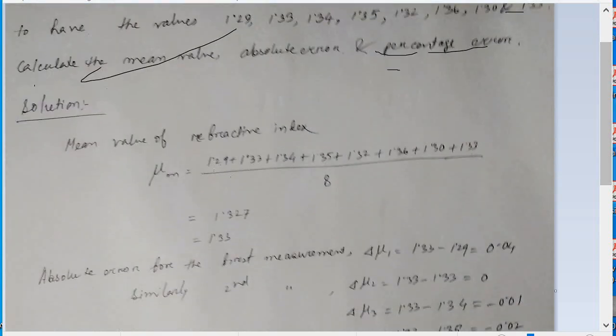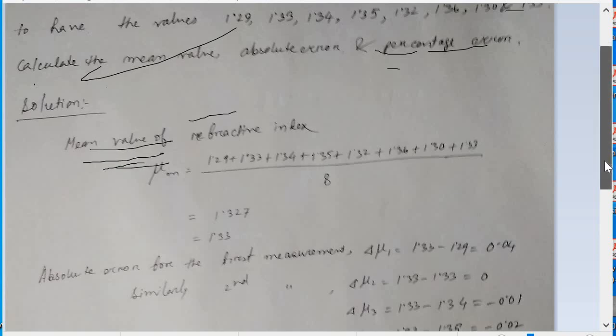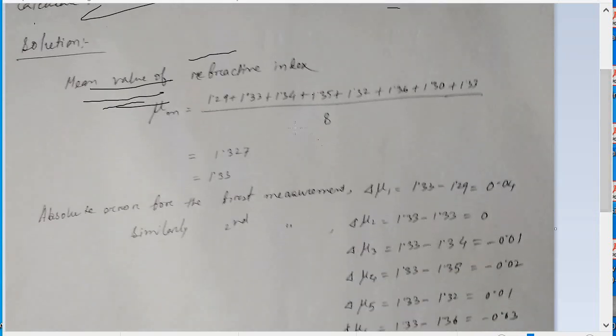So the solution is, first we have to find the mean value. In every case, to find any error, whether absolute error, percentage error or relative error, we first have to find the mean value of the quantity. So the mean value of the refractive index is mu m. We sum up the 8 measurements and take the average. This is 1.327, and we round it to the second decimal point, getting 1.33.